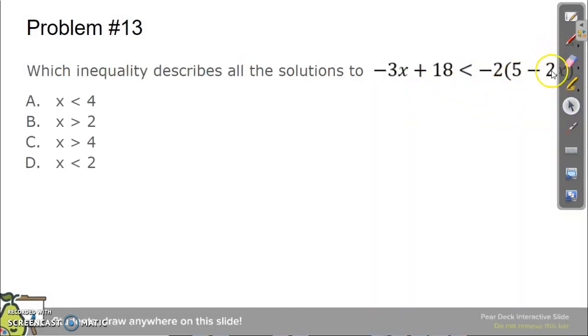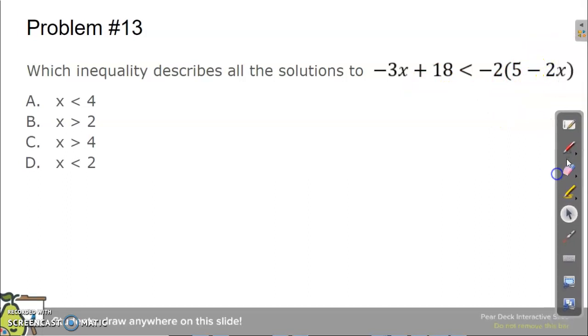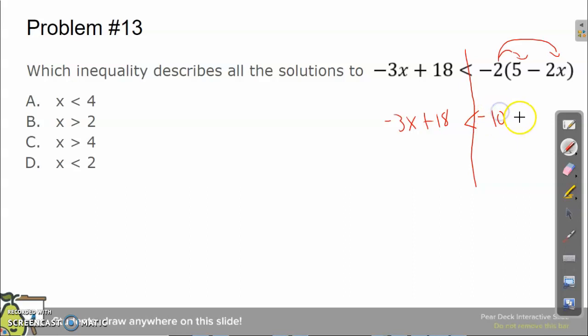This problem, let me go ahead and get this a little bit lower. Here it is. So once again, treat the inequality like if it's an equal sign. Divide it down the middle, right? Left side, you have nothing to do. It's already done by itself. Negative 3x plus 18. Right side, you distribute, right? This turns into negative, I'll put my inequality, negative 10 plus 2 times 2, that is 4x, right? Two negatives give you a positive.